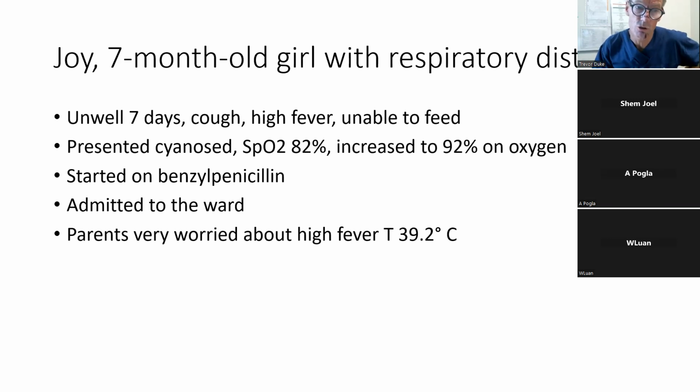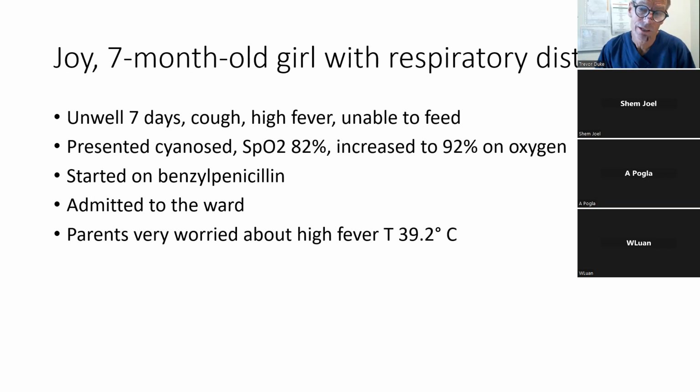This was a girl named Joy who was 7 months old. She presented with respiratory distress, a very common presentation. She'd been unwell for 7 days with cough and a high fever, and she'd been unable to feed. When she presented, she was cyanosed. She had oxygen saturations of 82%, and that increased to 92% on oxygen. And she was started on benzyl penicillin intravenously and admitted to the ward.